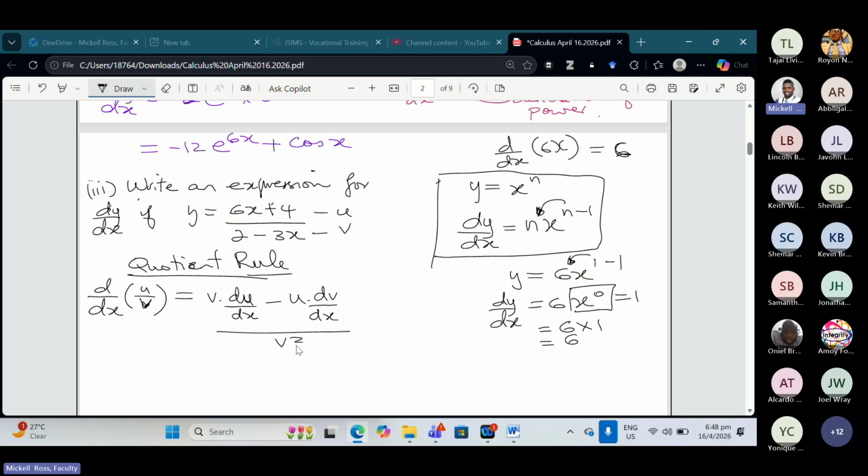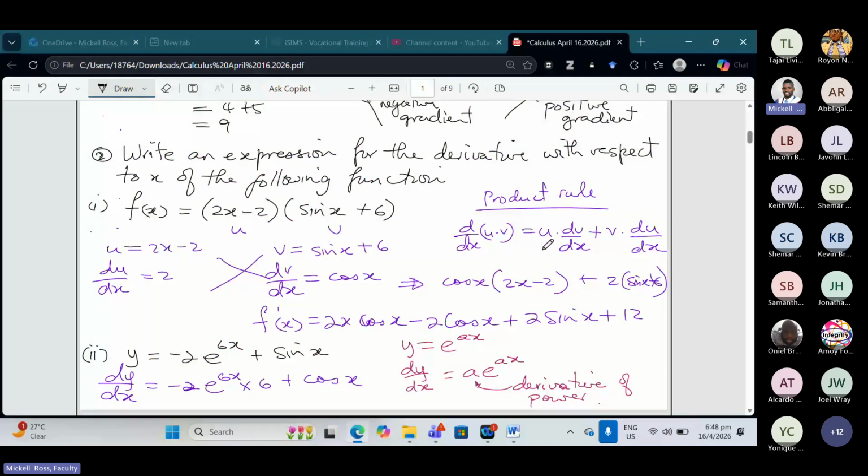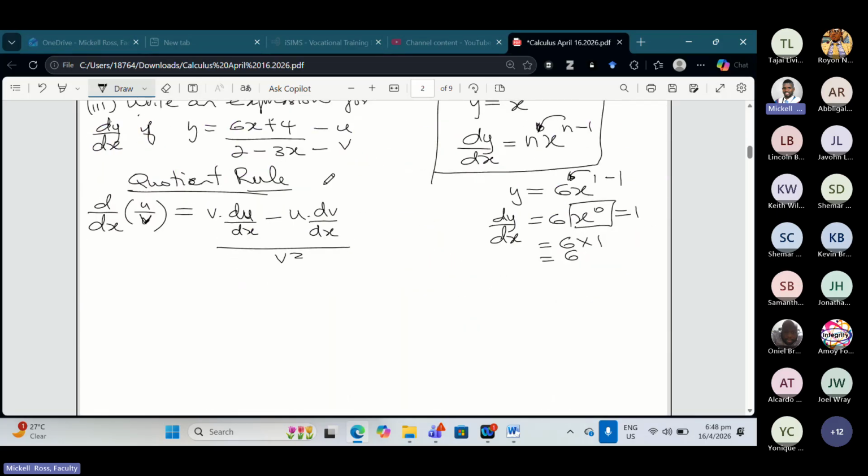Now bear this in mind. For the product rule, the order in which you write them, if you write v times the derivative of u with respect to x, and then plus u times the derivative of v with respect to x, you will still get the same answer, because the order in which we add will not change your result. But the order in which you divide will change the result. Because if we say 6 divided by 3, we get 2. But if we have 3 divided by 6, we get a half.